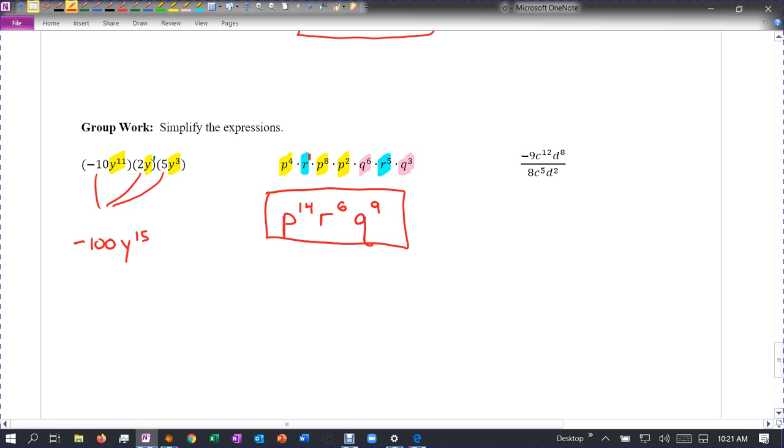Okay, last one. This negative 9 over 8 cannot be reduced, so I'm just going to leave it. And then let's take care of these c's. C to the 12th over c to the 5th. We have division, so we subtract. That should give us c to the 7th. And then we take care of the d's. D to the 8th over d squared. Subtract, we should get d to the 6th. And notice how I just put this fraction out front. That is perfectly fine. We're multiplying that fraction times c to the 7th times d to the 6th.